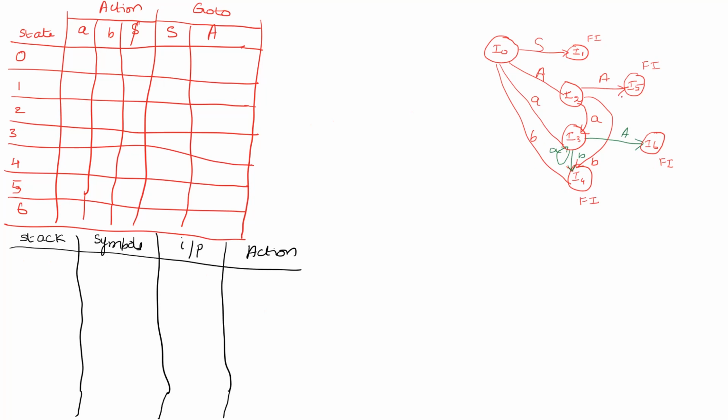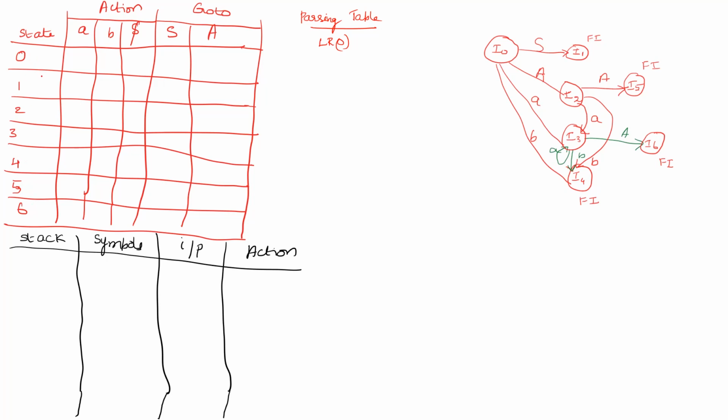Now from this particular graph, we are going to construct the parsing table. So this is the parsing table for LR0. How to construct this parse table: in total we have 6 states, from 0 to 6, and that has been mentioned.